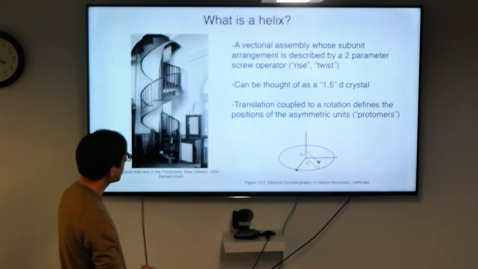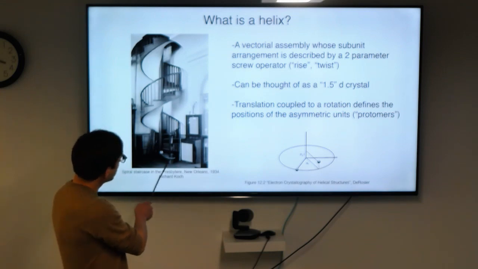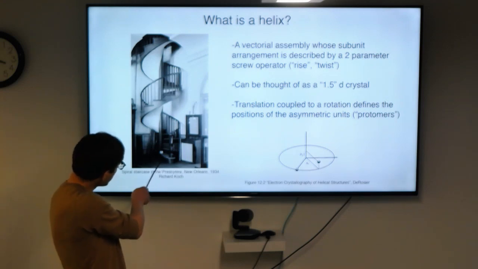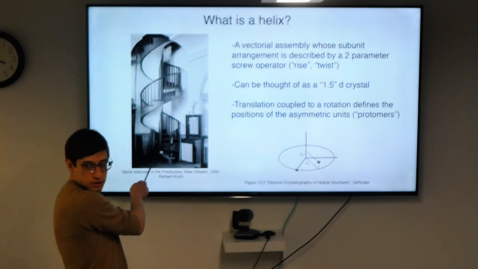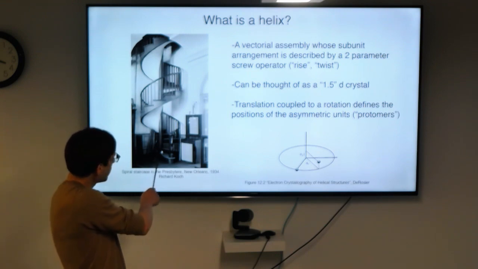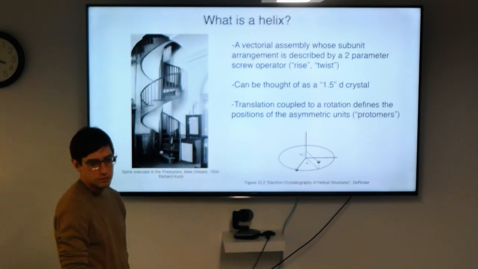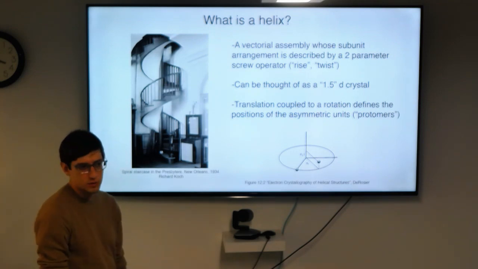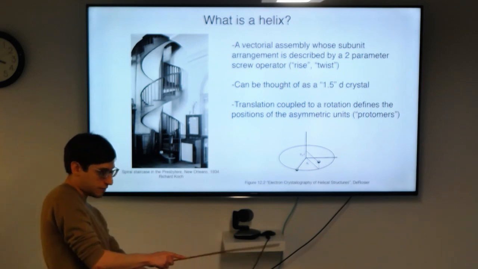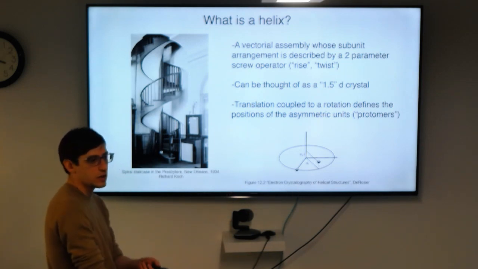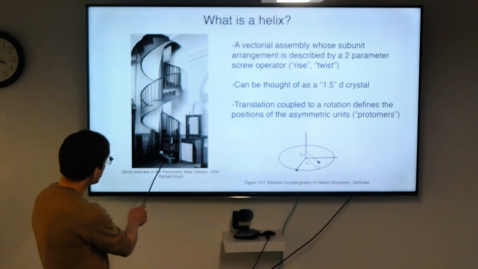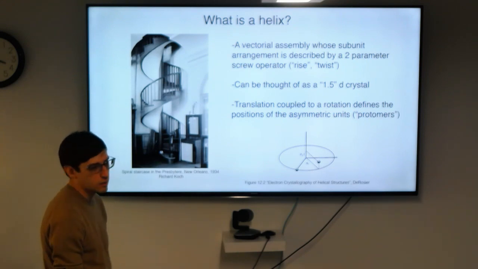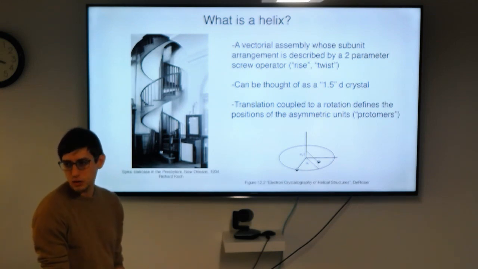So I call it a vectorial assembly, where the subunit arrangement is described by basically two parameters. One is a rise, so how much distance do you actually have to travel along the axis from one step to the next, and then a rotation, how far around the axis do you have to go. It's been described as a 1.5 dimensional crystal. Basically, it's a straight line of things, but you actually have to go around the second rotational dimension to create the assembly. And one of the reasons why it's thought that this is so common in biology is that this is the simplest regular molecular assembly you can make.